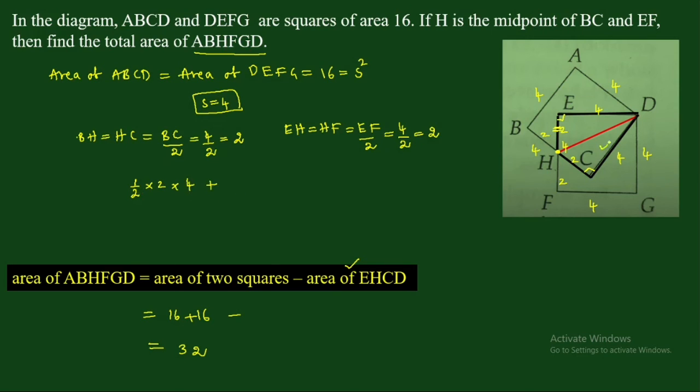Plus what is the area of this triangle? Here the base is 2 and the height is 4. Therefore half into 2 into 4. So here 2 gets cancelled. 4 plus 4, that is 8. So this is equal to the area of EHCD. Now let us subtract this 8 from this 32. 32 minus 8 is 24, which is the area of ABHFGD.